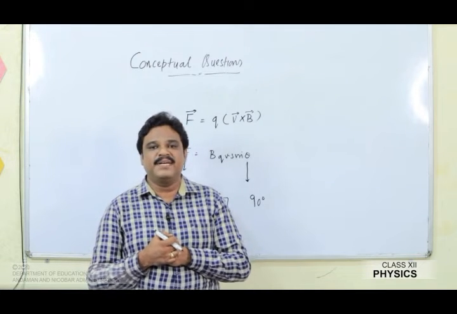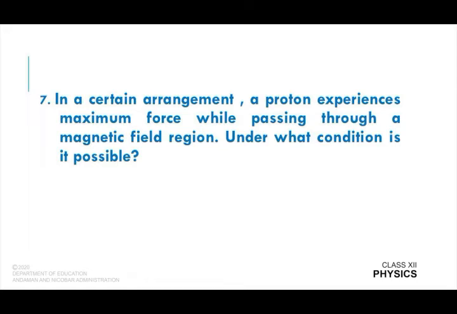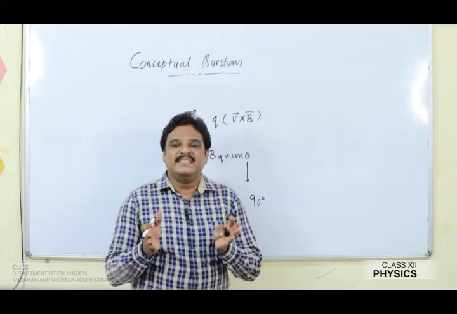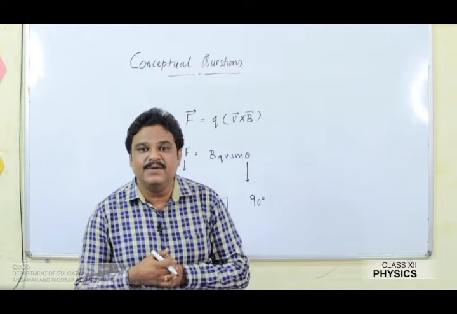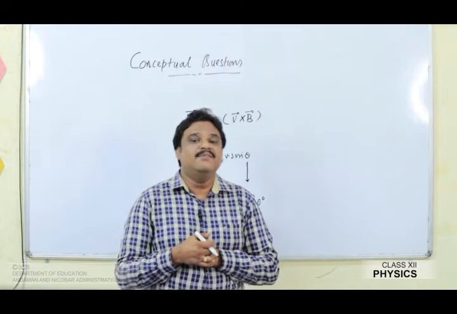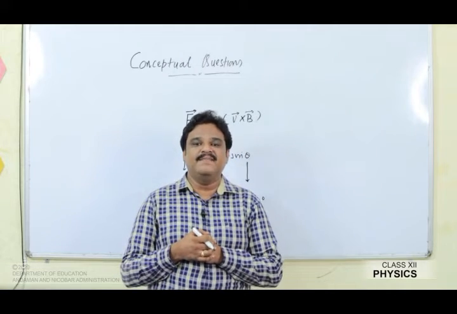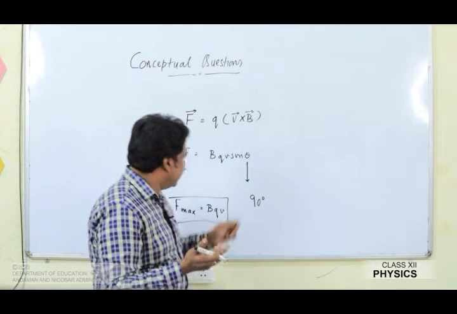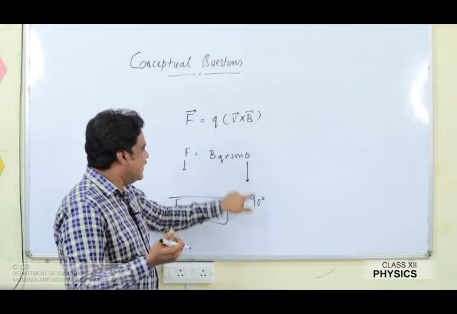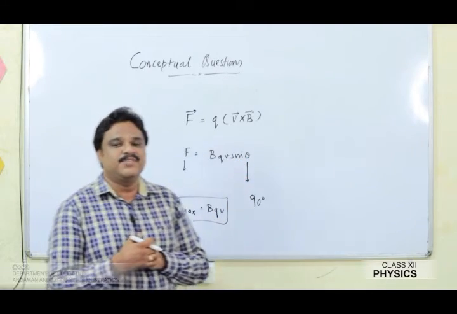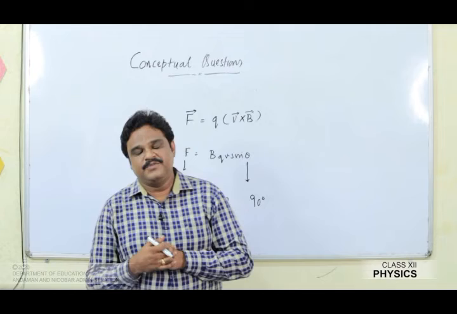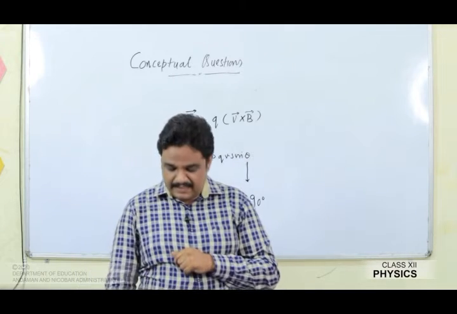So once again I am going to read back the question. In a certain arrangement, a proton experiences maximum force while passing through a magnetic field region. Under what condition is it possible? So once again, when the charged particle is moving perpendicular to the direction of the magnetic field, the force experienced by the charged particle will be maximum, and by setting theta as 90, sin 90 is 1, that will be the maximum Lorentz force acting on the proton. So with this I am going to get into my next question.